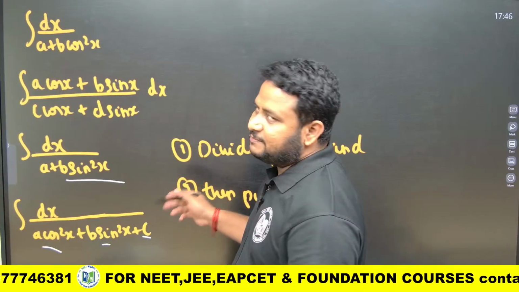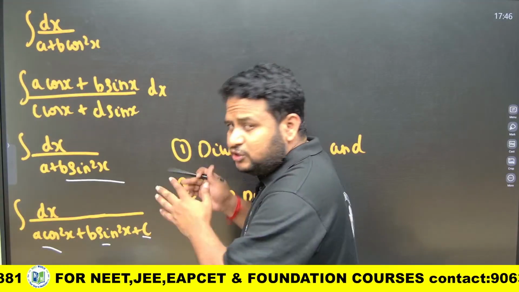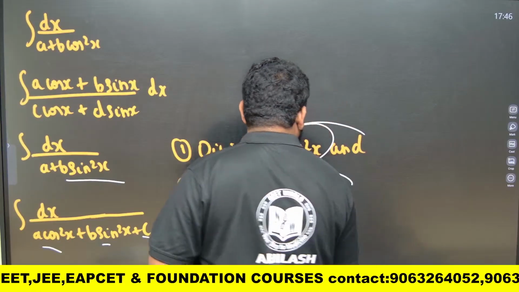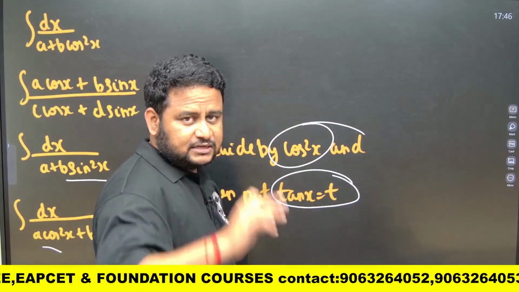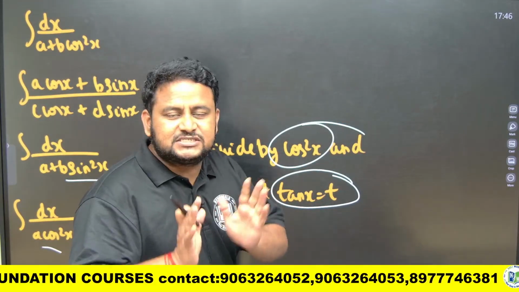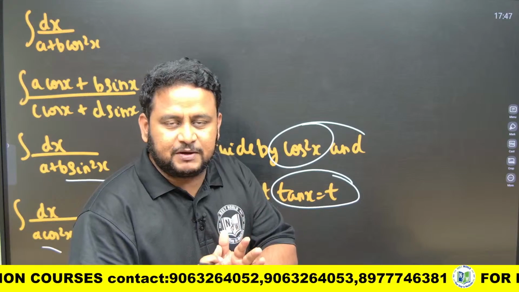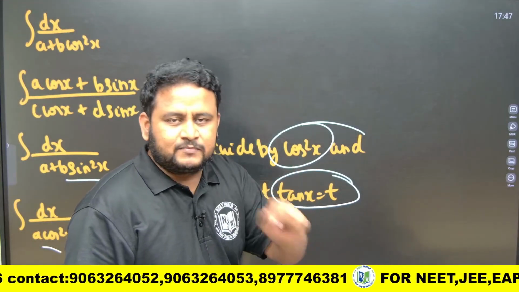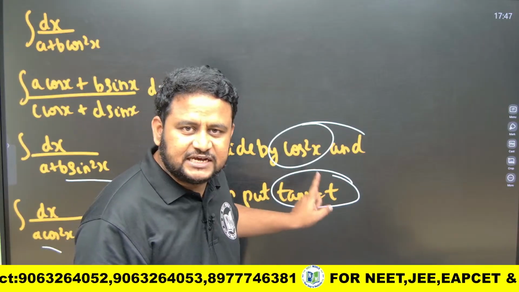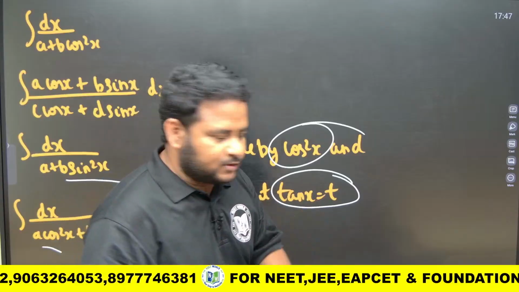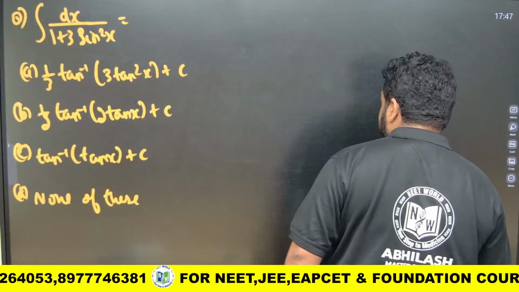In such type of question, what you should do is divide numerator and denominator by cos square x, and then put t is equal to tan x. There you are using the formula. If the functions are given like this, please divide numerator and denominator by cos square x. Then you will get secant square x and tan square x. Then put t is equal to tan x. Then you can solve the question very easily. Now let us see how to solve such questions.